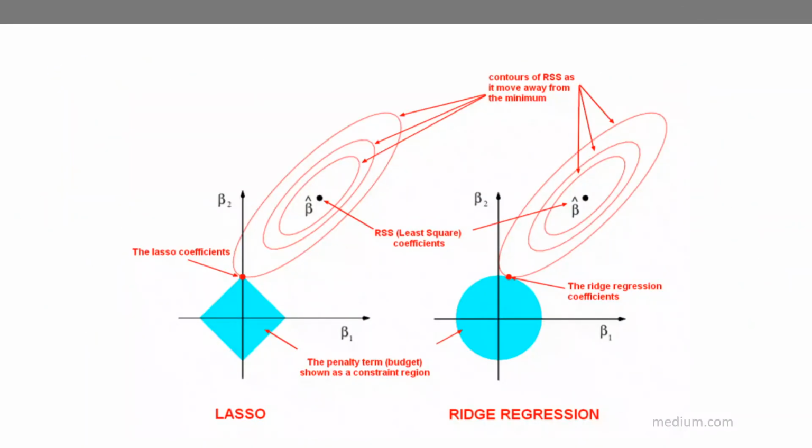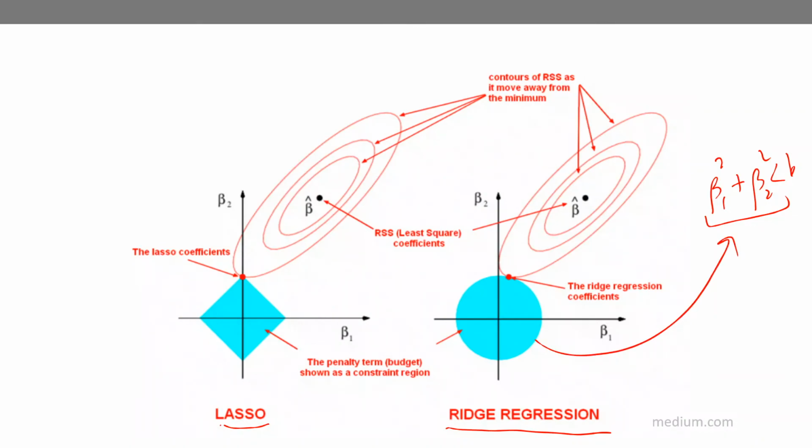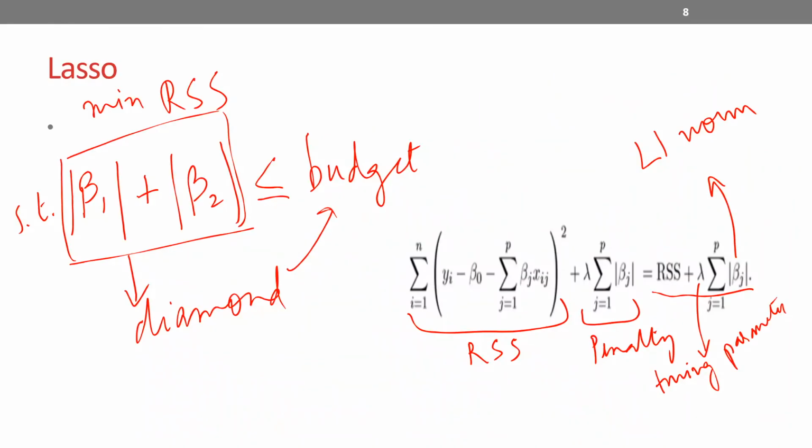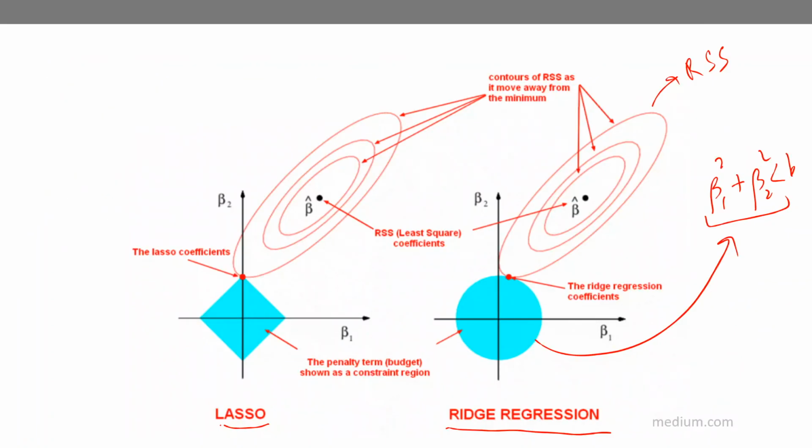So what's happening here in this picture, on the left-hand side is lasso, on the right-hand side is ridge regression. Now we just saw the constraint equation for ridge regression, which looked something like this, less than some budget B. This is the equation of a circle, right? Now these are the RSS, or the residual sum squares, and they are elliptical. Why? Because this is the equation of the ellipse, right? So that's why this is an elliptical equation.